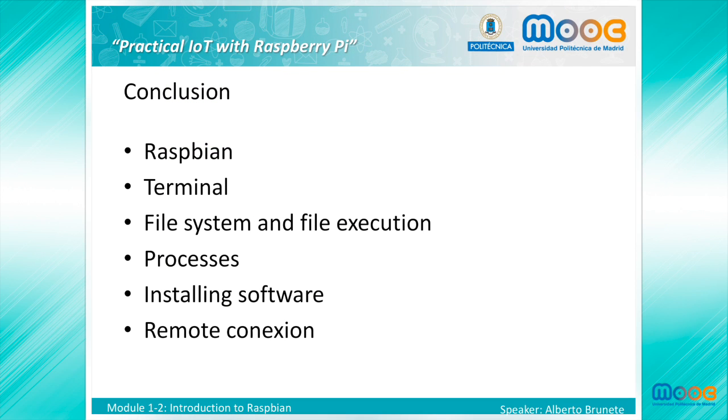So to conclude this lesson, we have introduced Raspbian, the operating system of the Raspberry Pi. It is very important that you feel comfortable with it before you move on in this course. We have reviewed also how to use the terminal, the file system, how to execute files, processes, and how to install software and packages using apt. Finally, we have seen how to remotely connect to the Raspberry using SSH and VNC.